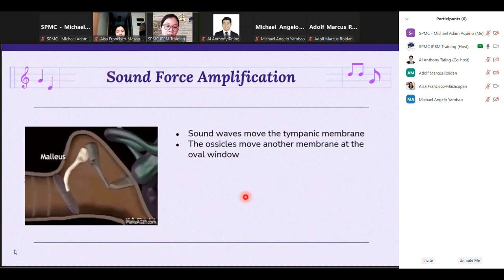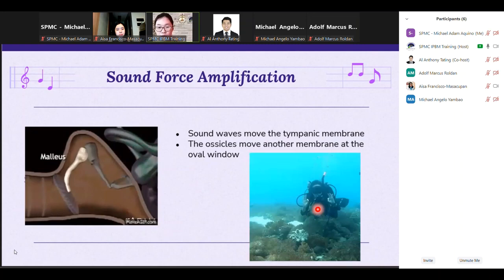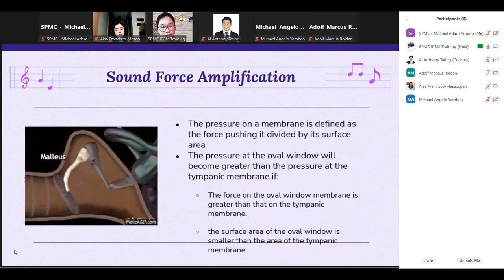The sound waves move the tympanic membrane, and the ossicles in turn move another membrane at the oval window. Without this, the sound that we hear would be significantly lower. I don't know if you've ever tried free diving or scuba diving, if you notice how it is quieter underwater. You know well that water reflects sound coming from above. The fluid in the inner ear is the same. It resists being moved much more than air does.